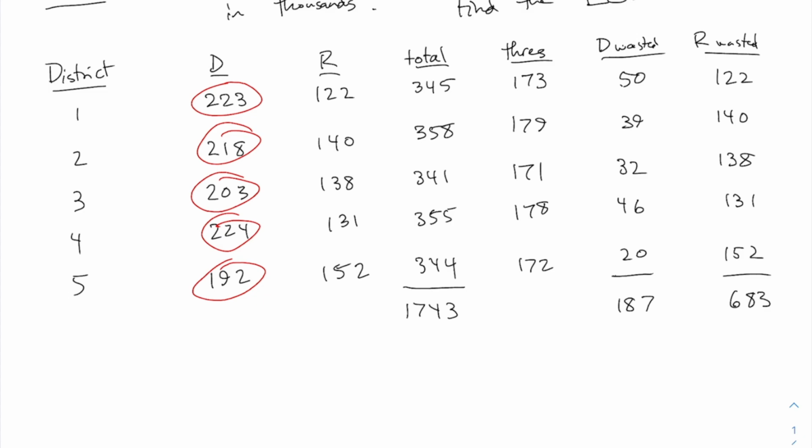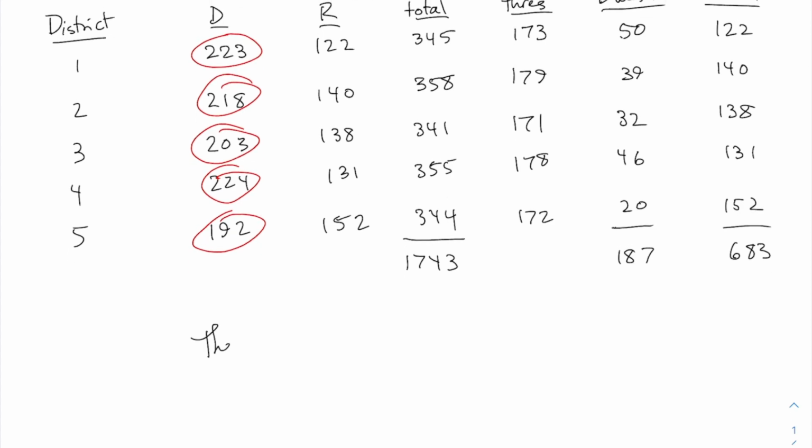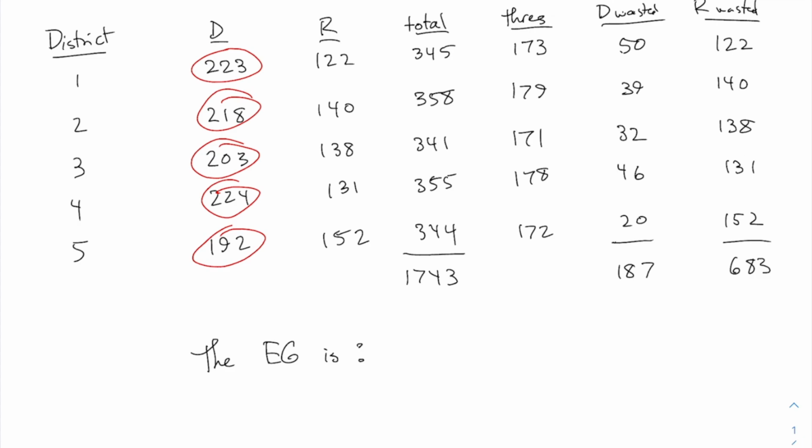And then anybody remember how you write your actual final answer? It's a percentage, a fraction. Yeah. You subtract D wasted and R wasted, and then the denominator is the total. Yeah, right. The numerator is you subtract these two things. That is the thing on top of the fraction, and it's always the bigger one minus the smaller one. So this is 683 minus 187 divided by 1743, and that's the answer.